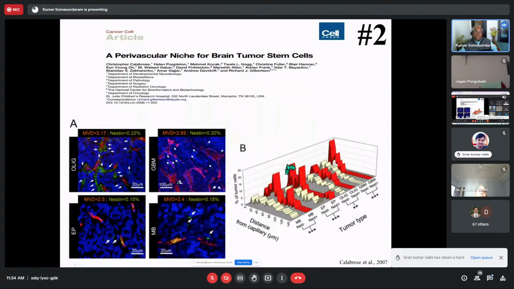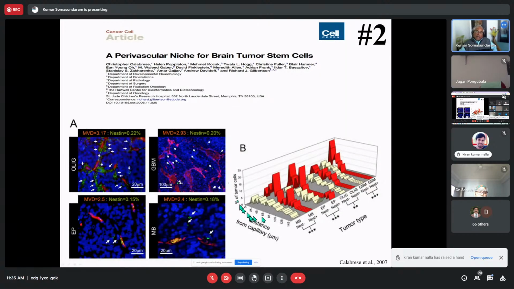Number 2, from a published paper where they showed there is a perivascular niche in the brain tumor stem cells. What they have done is, in 4 different types of brain tumors, they stained for nestin plus cells. Nestin plus cells are the stem cells and nestin minus cells are the differentiated cells. They tried to measure the distance of these 2 types of cells from the endothelial cells, which are stained by MVD. This is one of the markers for the endothelial cells.